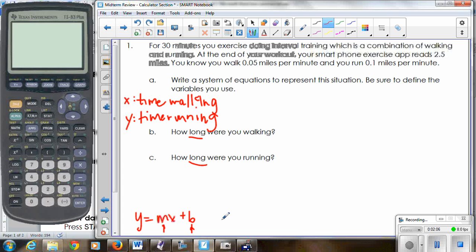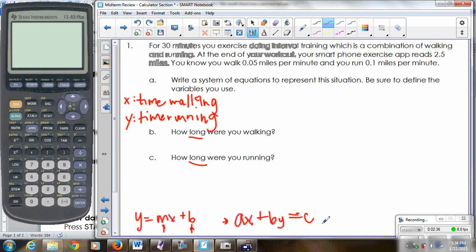So the other type would be if you have standard form, which is AX plus BY equals C. And when we write an equation in standard form, X and Y tend to be similar quantities. And in this case, if you look, the time walking and the time running are very similar quantities. Both involve time. So it turns out that both equations that we're going to be writing, the type of equation that we're going to be using is going to be standard form.